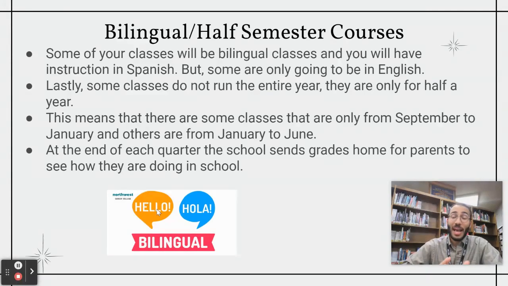Okay, bilingual and half semester courses. So if you are a student who is learning English, some of your classes will be bilingual classes and you will have instruction in Spanish. However, some of your courses will only be in English. So some classes don't run the entire year, they're for only half a year. And that means there are some classes that only run from September to January, and other classes that run from January to June. At the end of each quarter, the school sends grades home for parents to see how you're doing in school.